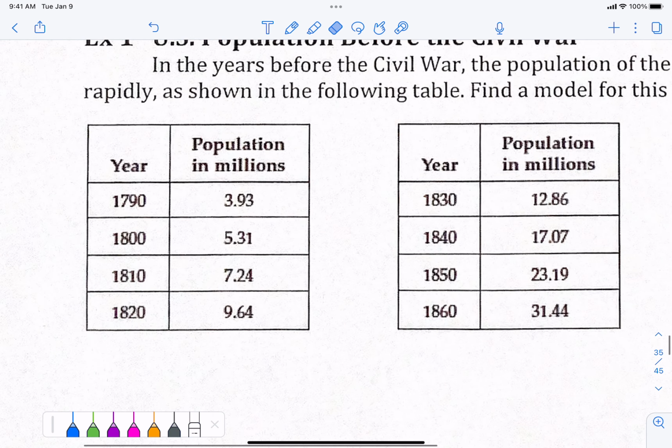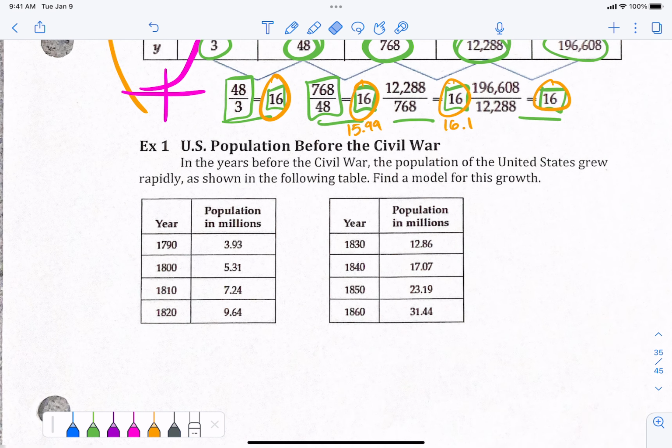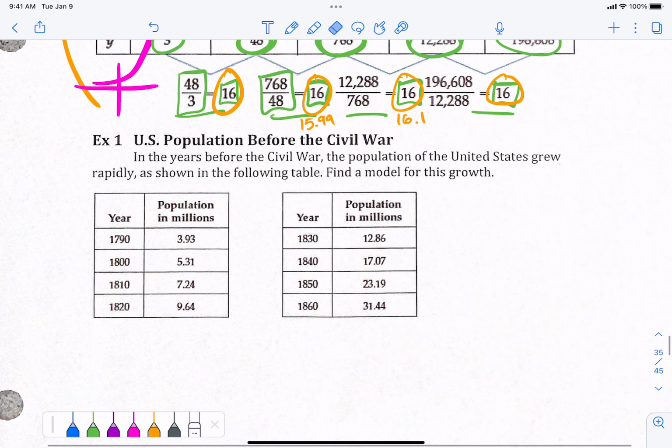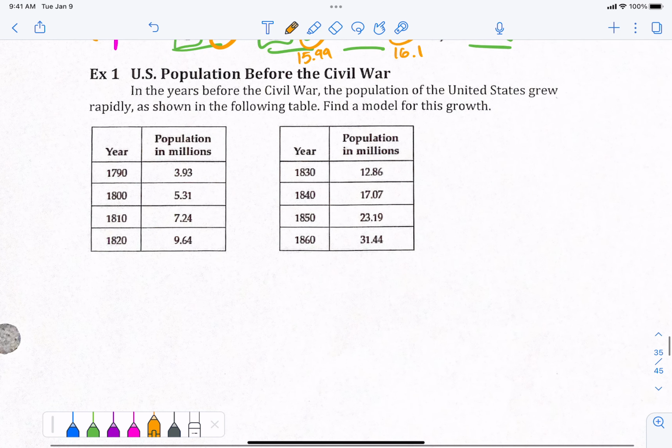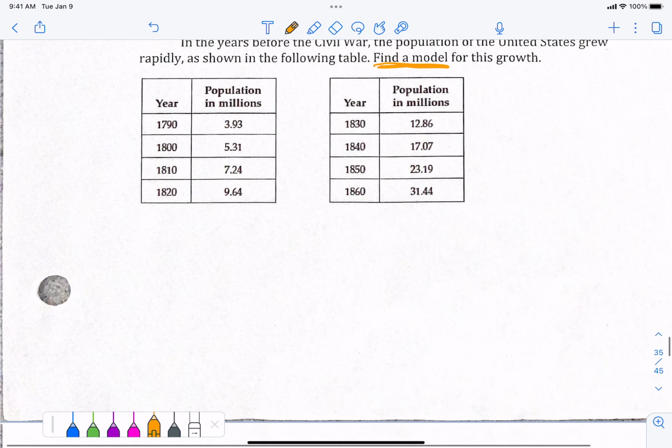Okay? All right, let's go down to this one, and they say, in the years before the Civil War, the population of the United States grew rapidly as shown. Find a model for this function. They probably want us to do an exponential model, I'm guessing. I think this one's an exponential model. Find a model. Okay, let's do exponential. ExpReg, but we have to put this into our calculator.